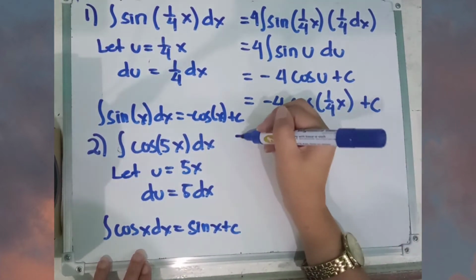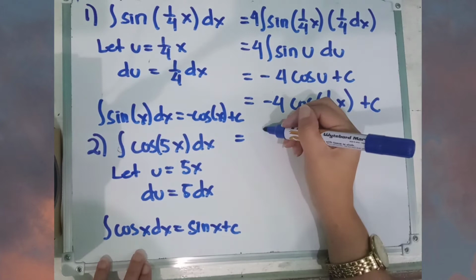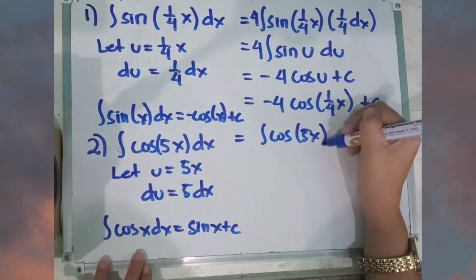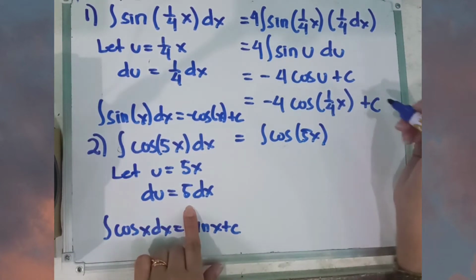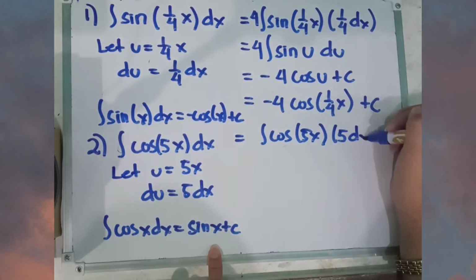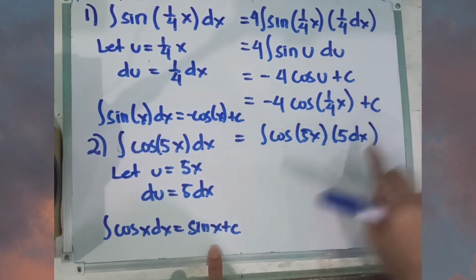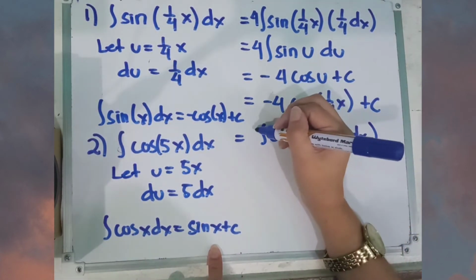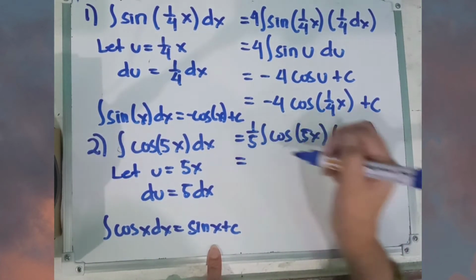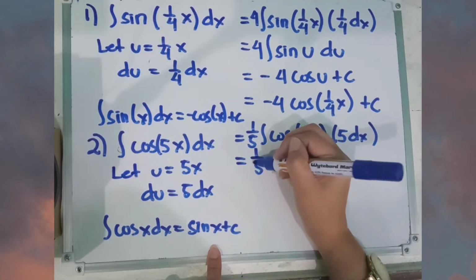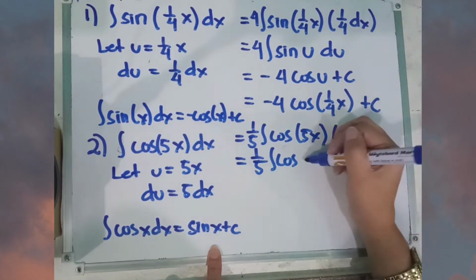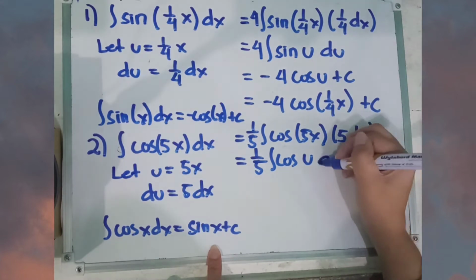Now let's rewrite the given function. That's the integral of cosine 5x, that's our u. Since du is 5 dx, we can write this part as 5 dx. And since we put 5 here, of course, we need to put 1/5 outside of our integral symbol. So that's equal to 1/5, the integral of cosine 5x, that's our u, 5 dx, that's our du.